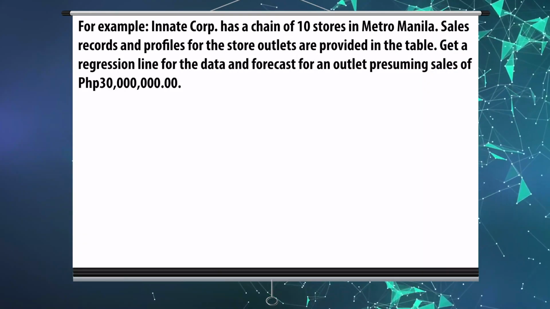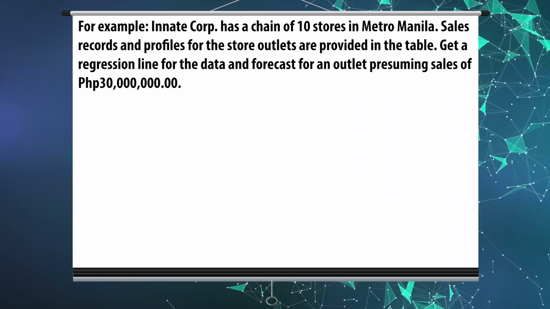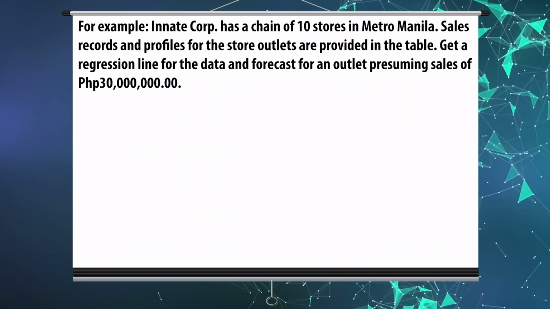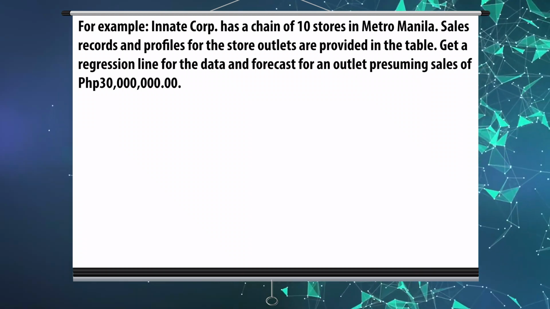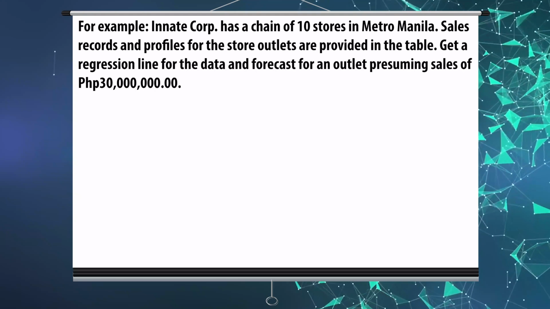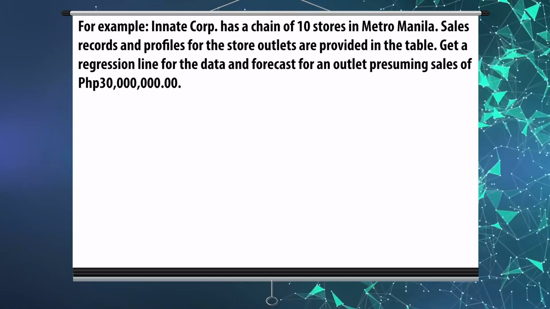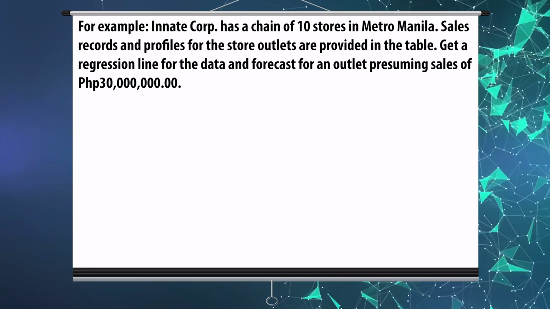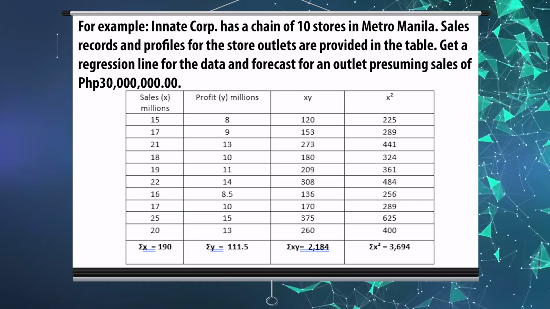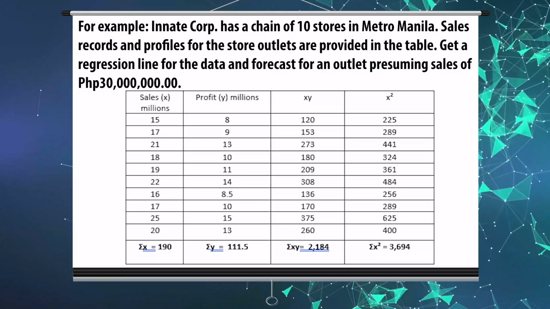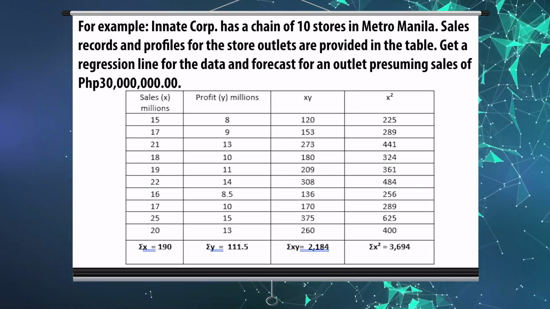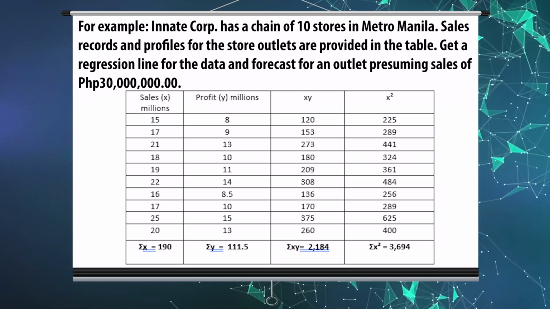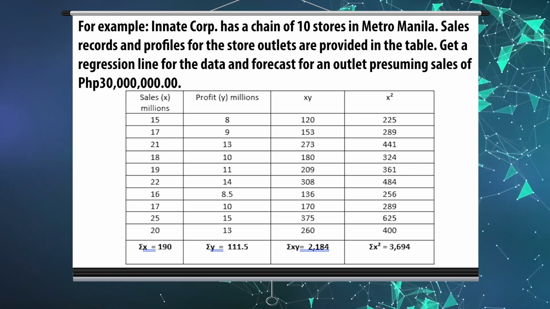For example, Innate Corporation has a chain of 10 stores in Metro Manila. Sales records and profiles for the store outlets are provided in the table. You get a regression line for the data and forecast for an outlet assuming sales of 30 million pesos. So for the tabulation, we have sales represented by X in millions and the profit Y in millions. The third column is the product of X and Y, and the fourth is the square of X.